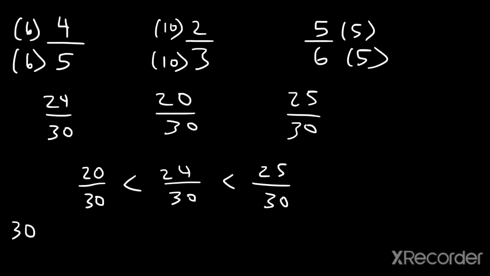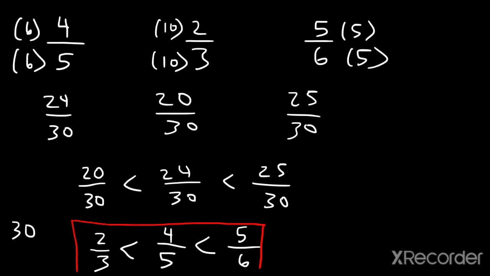Now, to put it back in its original form, 20 over 30 corresponds to 2 over 3, which is less than 24 over 30, which corresponds to 4 over 5. And that's less than 25 over 30, which is 5 over 6. So therefore, this is the answer. That's how you can compare and order the fractions from least to greatest.